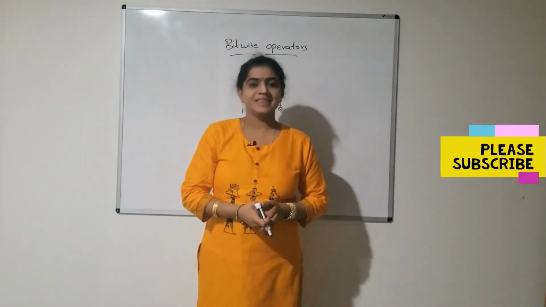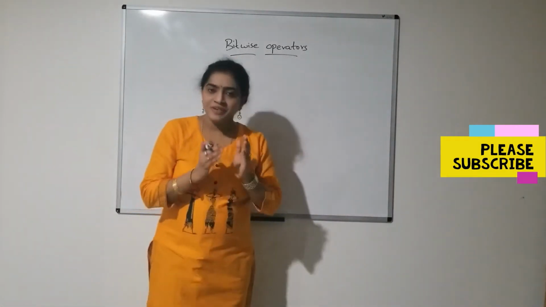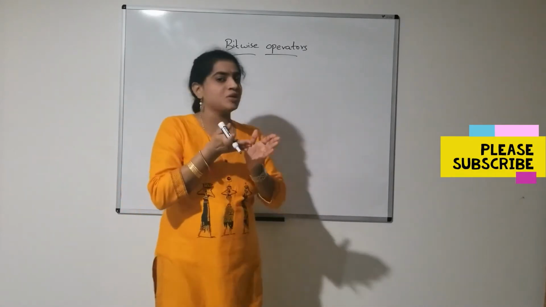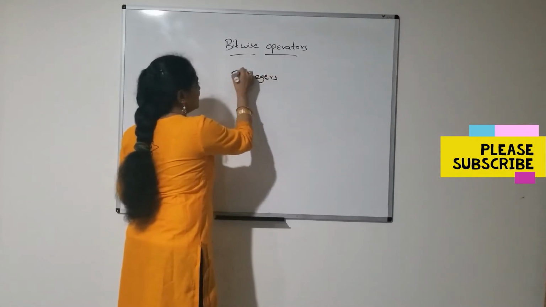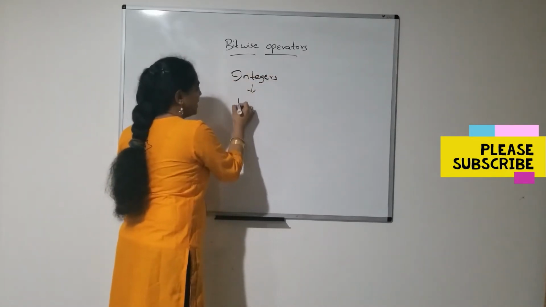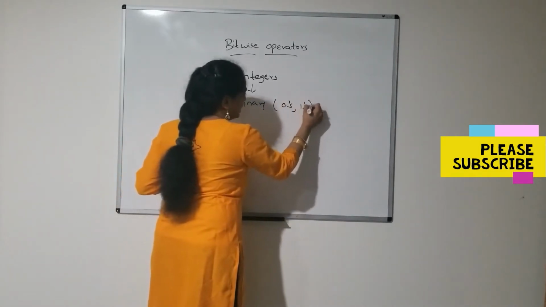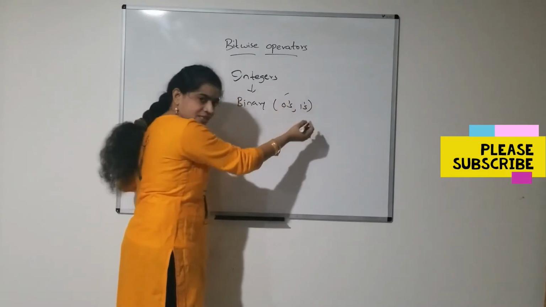Hello everyone, in this video let's talk about bitwise operators. Bitwise operators will perform bitwise calculations on integers. First they will convert these integers into binary form. Binary form is zeros and ones, and operations are performed on this binary form data.